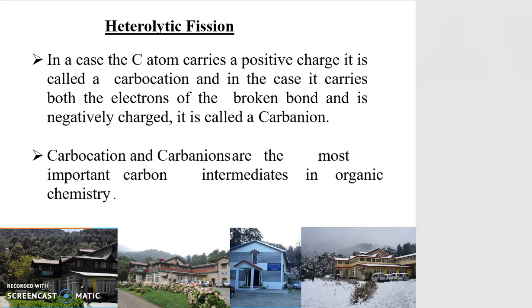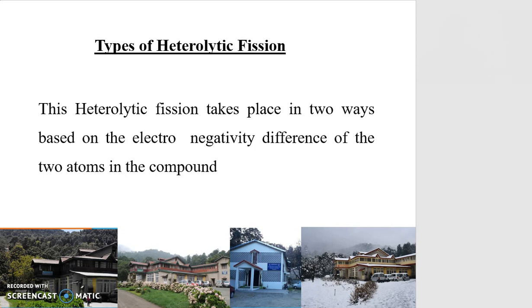My friend, in heterolytic fission, in case the carbon atom carries a positive charge, it is called a carbocation. And in case it carries both the electrons of the broken bond and is negatively charged, it is called a carbanion. You know, my friend, carbocations and carbanions are the most important carbon intermediates in organic chemistry.